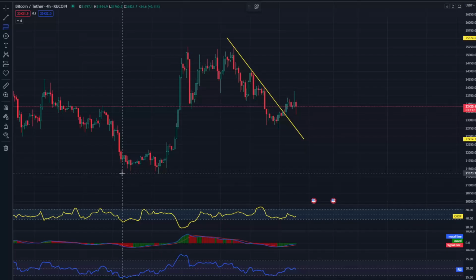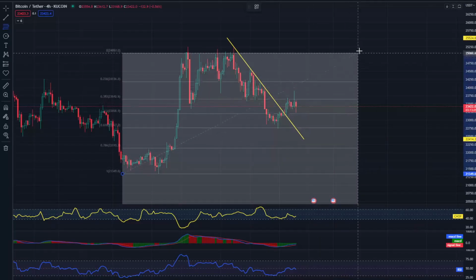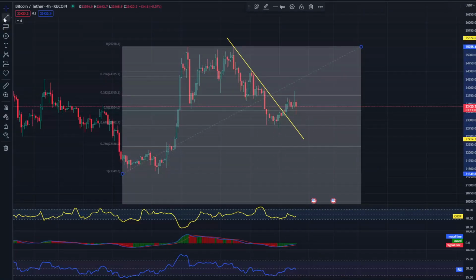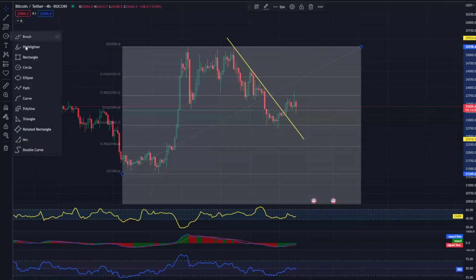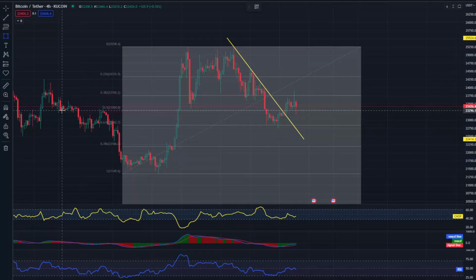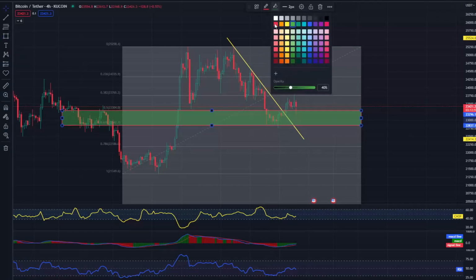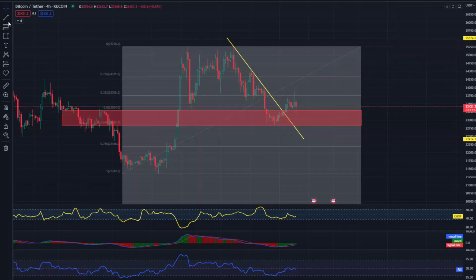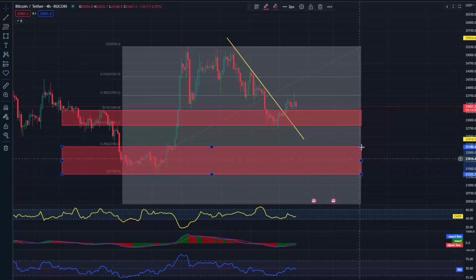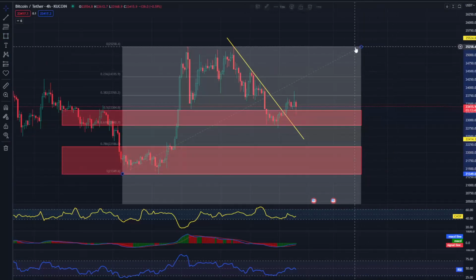Now we can go to the designation of support places in the event of a correction. And here, first of all, it is worth marking the support zone from $23,296 to $22,837, but when we fall below this zone, we have a second very strong support zone from $22,180 to $21,334.